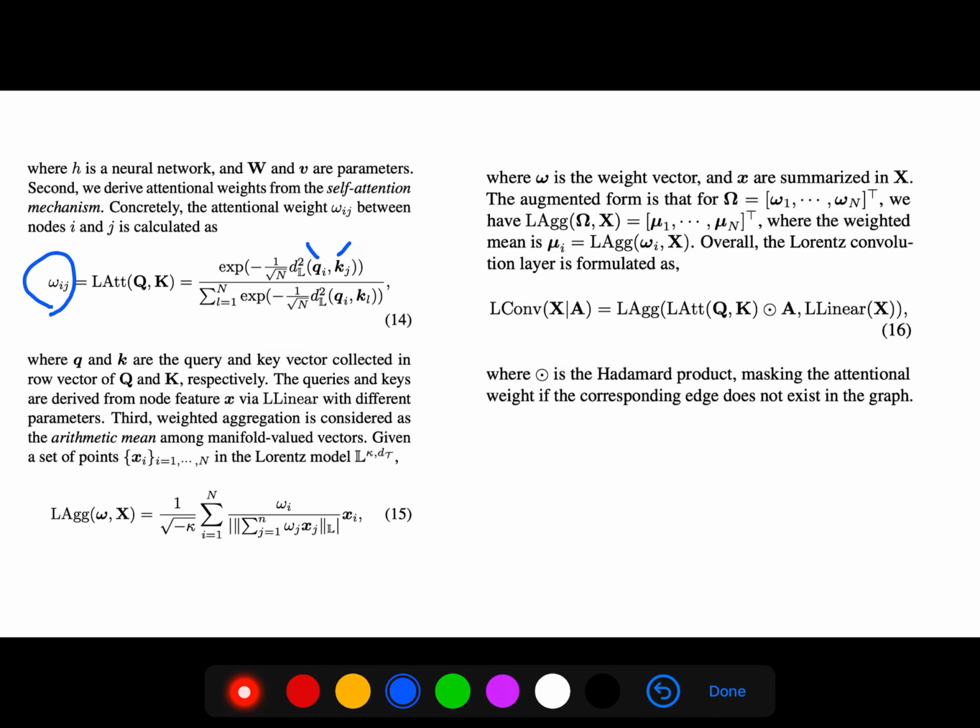So given a set of points, x sub i, in the Lorentz model, here omega is the weight vector, and the x are summarized in x, all of them, in the capital X. The augmented form is this capital omega, and we have the Lorentz aggregation, which is just a transpose of this vector. So this is called the convolution layer. And we have Hadamard product with A.